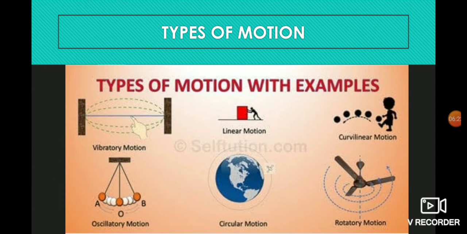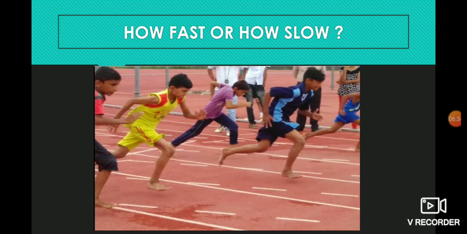And the last and the most important is the linear motion. This is the example which we have seen time and again. Any body moving in a straight line is called a linear motion.